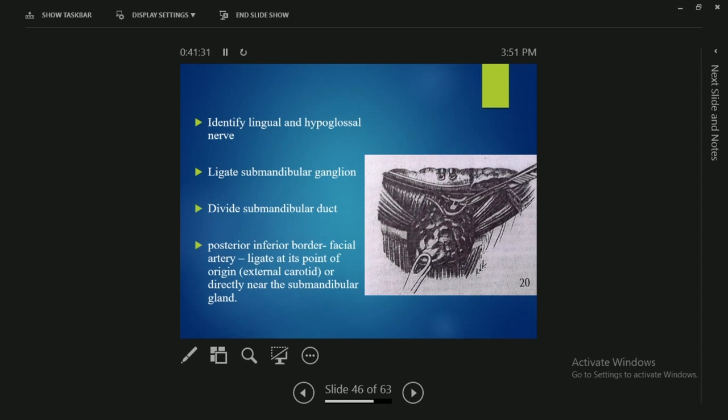Ligating the facial artery directly near the submandibular gland is preferred, because if we ligate near the submandibular gland, then we can use the facial artery during microvascular anastomosis.